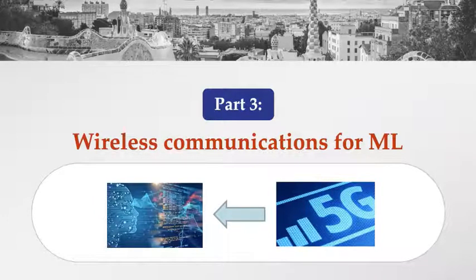As Yonina said at the beginning, there are really two parts to the connection between machine learning and wireless communications. One is using machine learning to optimize wireless communication networks. And this is the aspect that Yonina and Nir have been talking about so far. The other side of the coin is the use of wireless communication networks as platforms for machine learning. And that's what this third part of the tutorial is about, and what the remaining part of the tutorial is going to be addressing. So I'm going to talk about basically two things in this context.